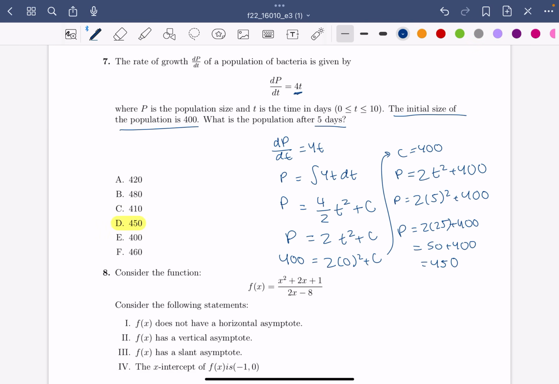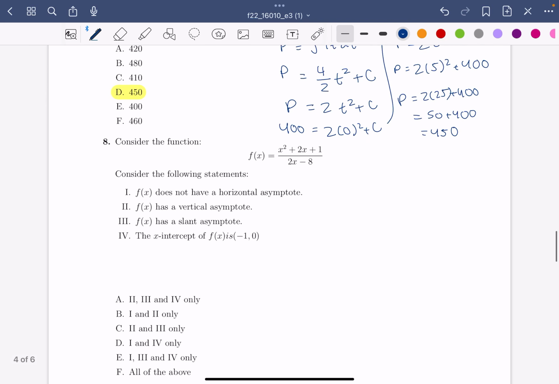Other than my minor mistake, again, the process is just to take the integral so that we can find the original population model or equation.